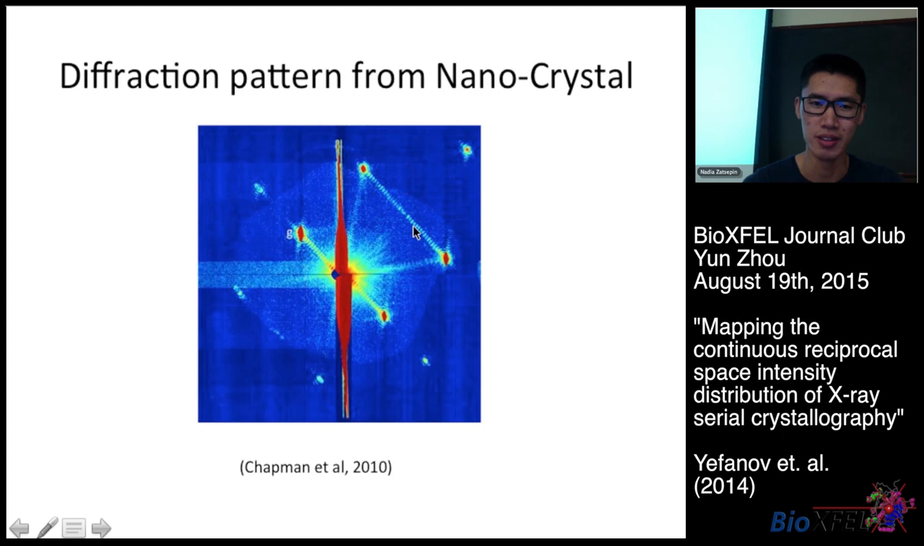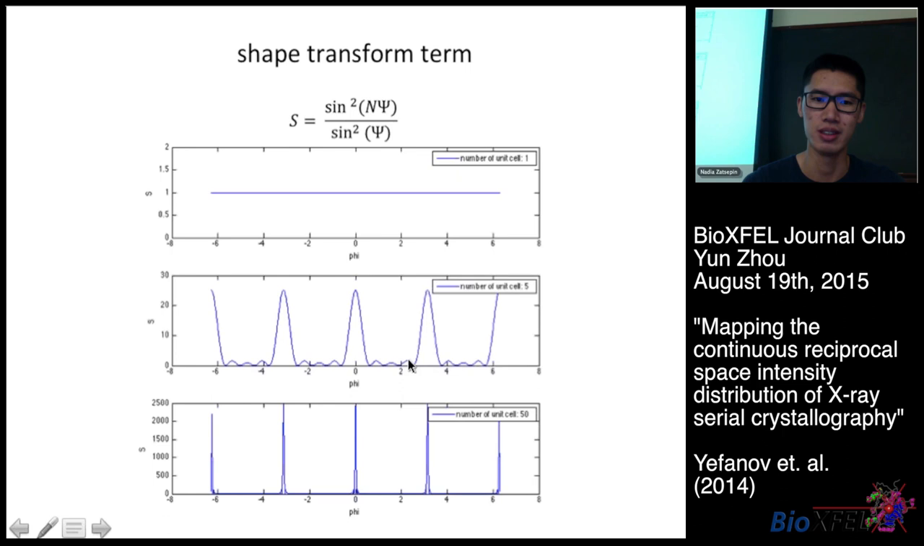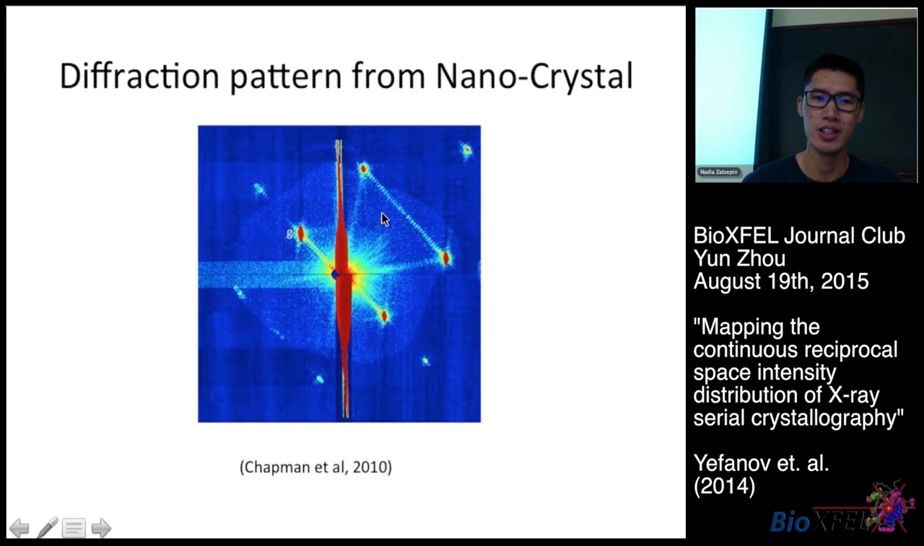You can guess the number of unit cells by counting the number of fringes. Just count the fringes here, and you can tell how many unit cells. Our method works very well for this case, because the classical matching methods only count discrete Bragg spots. When they do indexing, they find the index of each Bragg spot and measure its intensity, but they discard all the information between the Bragg spots.